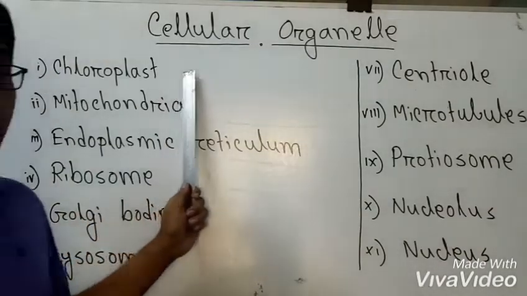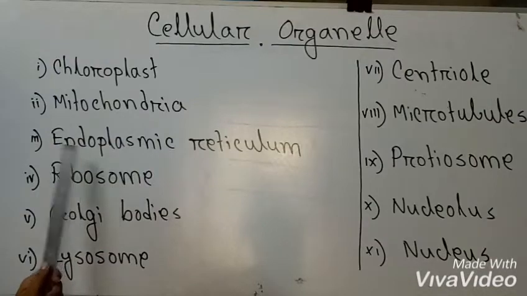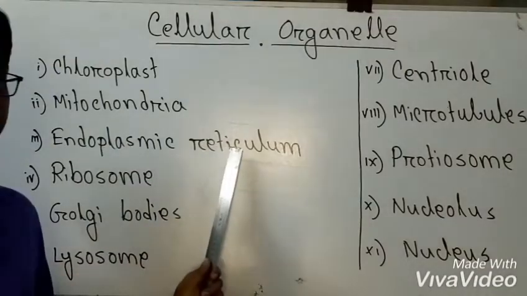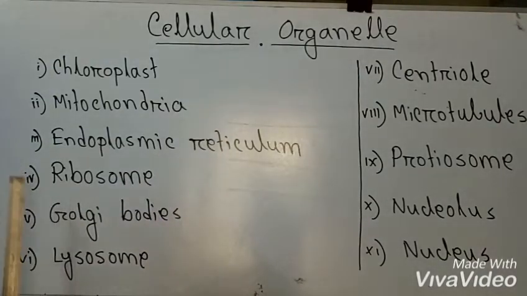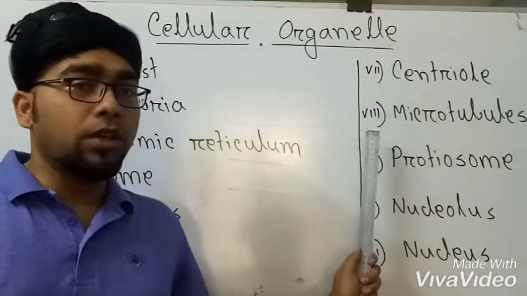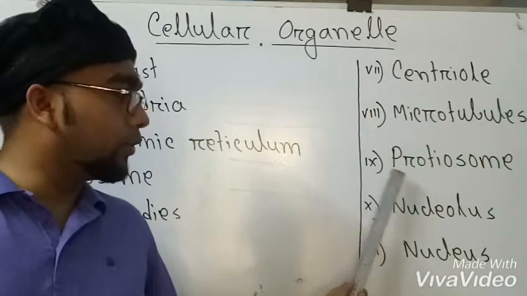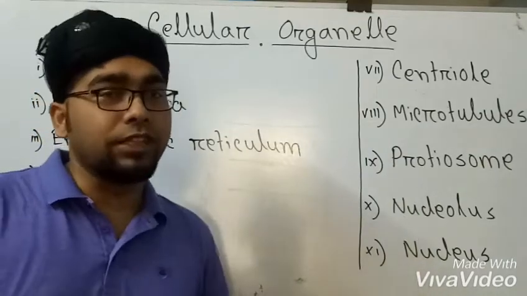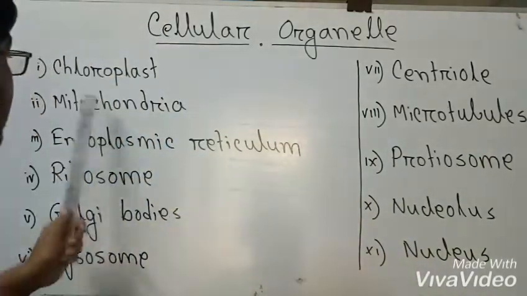Number one is chloroplast, next mitochondria, number three endoplasmic reticulum, next ribosome, Golgi bodies, lysosome, centriole, microtubules, proteasome, nucleolus and nucleus. First of all, chloroplast.